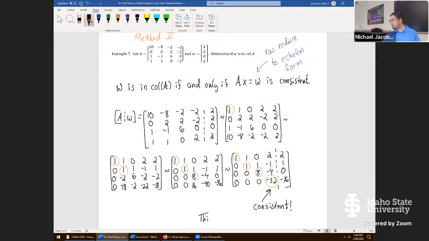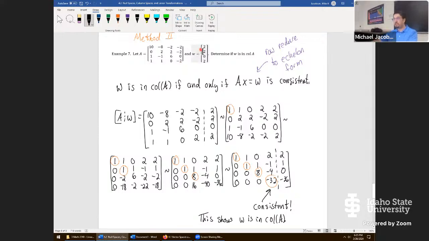And this shows W is in the column space of A. So, horrible row reduction on this one. I think there's a harder one on the homework as well, so that might have been the purpose of this problem that I put here. But on a real exam, I'm not going to make it that terrible.